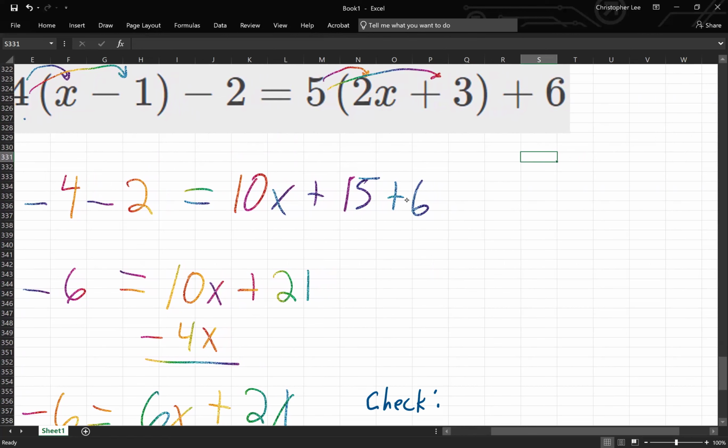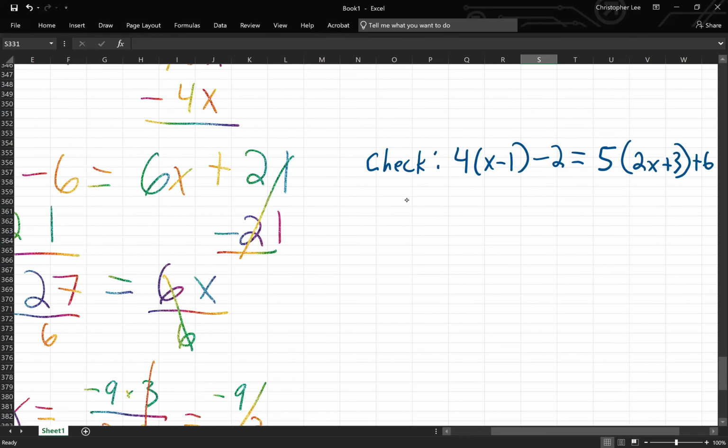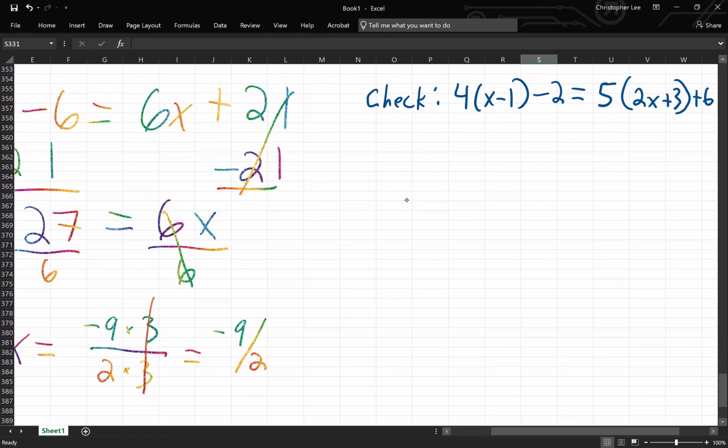All right. So I have 4 times x minus 1 minus 2 is equal to 5 times 2x plus 3 plus 6. All right. So I want to verify that the answer that I got is correct, right? My answer that I found was -9/2. So I want to check if that's correct.